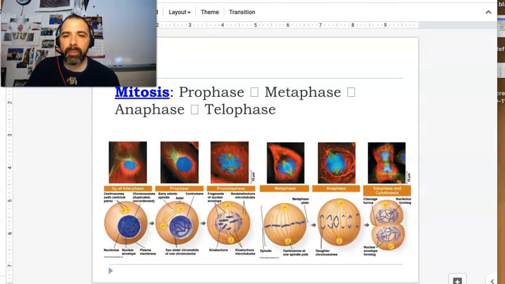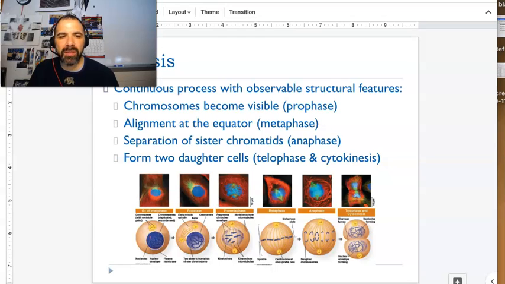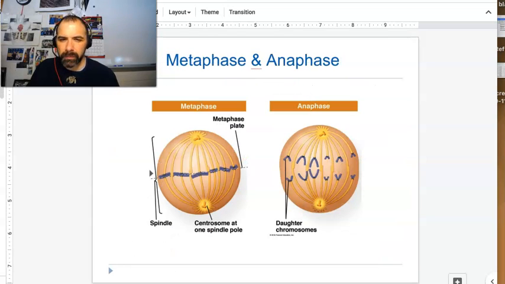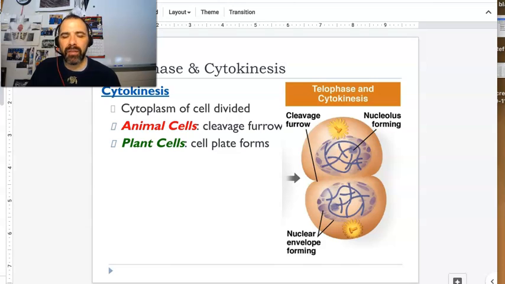So mitosis, PMAT: prophase, metaphase, anaphase, telophase. Mitosis is a continuous process. The chromosomes become visible; they usually start as chromatin. They align at the equator, they separate, and then they form two daughter cells. There's prophase and prometaphase, and the AP exam's not going to focus on this. This is like introductory bio stuff. Then you've got your metaphase, anaphase, and then telophase and cytokinesis.